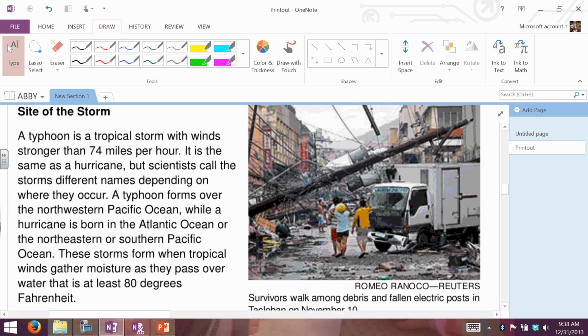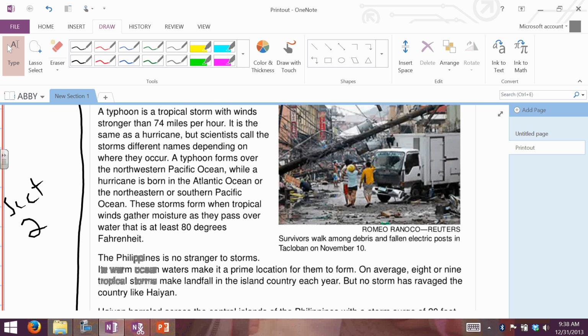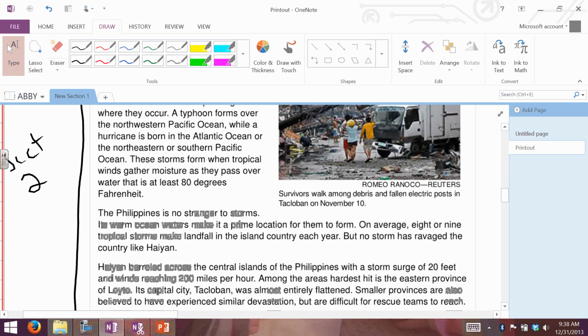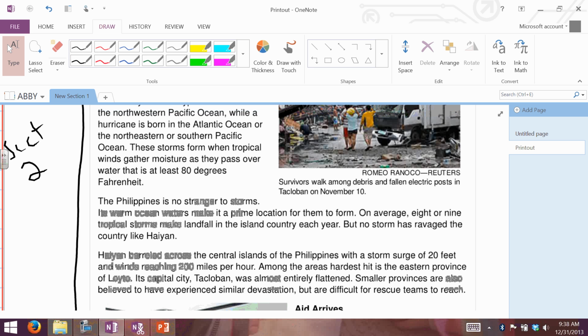So let's continue. Now we're in section 2. A typhoon is a tropical storm with winds stronger than 74 miles per hour. It is the same as a hurricane, but scientists call the storms different names depending on where they occur. A typhoon forms over the northwestern Pacific Ocean, while a hurricane is born in the Atlantic Ocean or the northeastern or southern Pacific Ocean. These storms form when tropical winds gather moisture as they pass over water that is at least 80 degrees Fahrenheit.